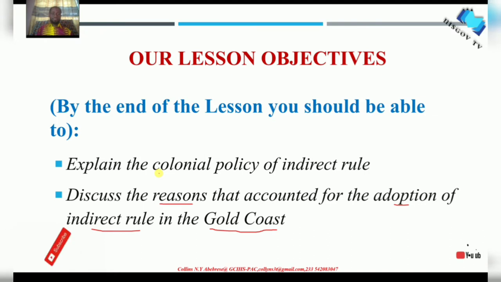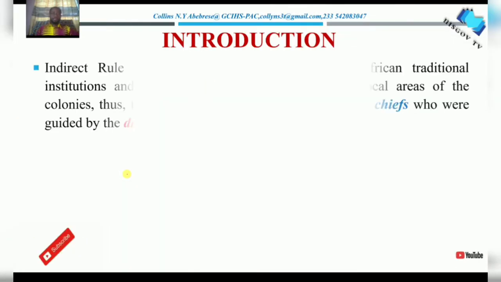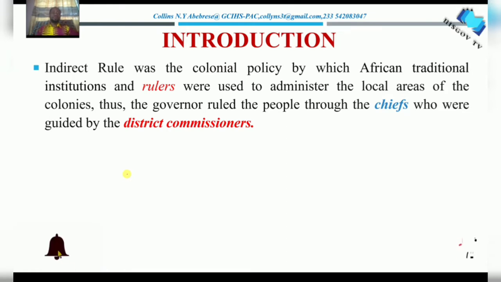Then also, you should be able to explain the colonial policy of indirect rule. When you are asked to explain the indirect rule system, you should be able to explain what the indirect rule system was about. What is the meaning of the indirect rule system that was adopted by the British? You should be able to explain the whole idea about indirect rule. So let's begin with the indirect rule first. Let's start with the introduction. So what is indirect rule about?